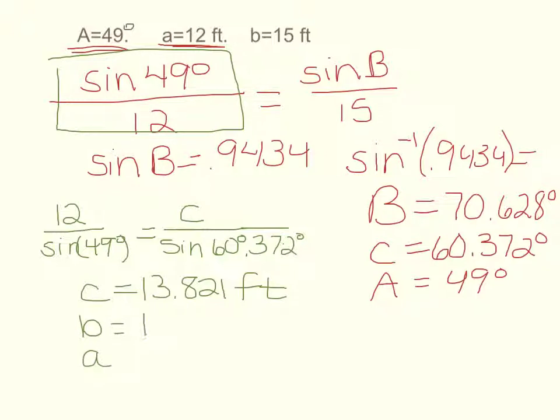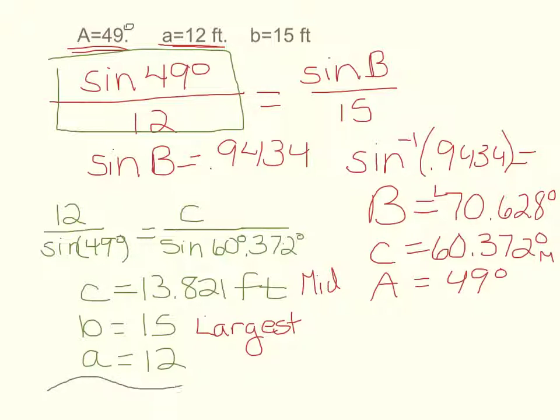So I look at the facts of my side lengths and my angles, and I want to do a reasonableness check. Side B is my largest side. Is angle B my largest angle? Yes, it is my largest angle. Side C is my middle length. Is angle C my mid-angle? Yes, this is my mid-angle. And side A is my smallest side and smallest angle. So that all works.